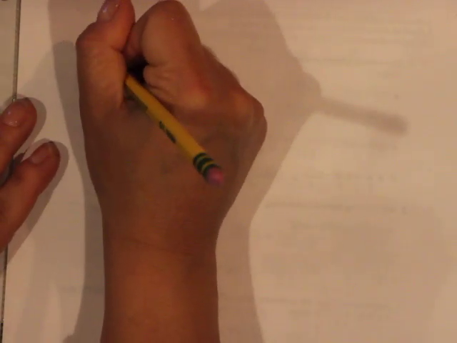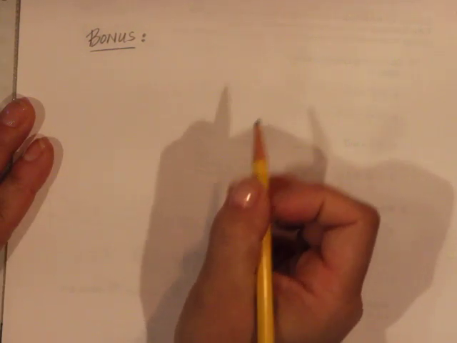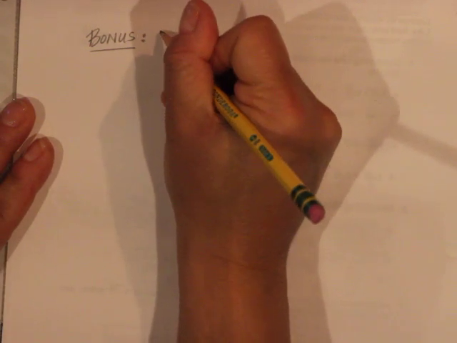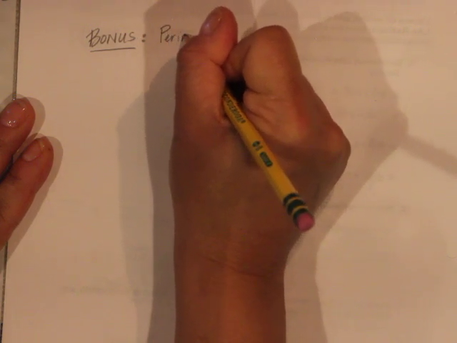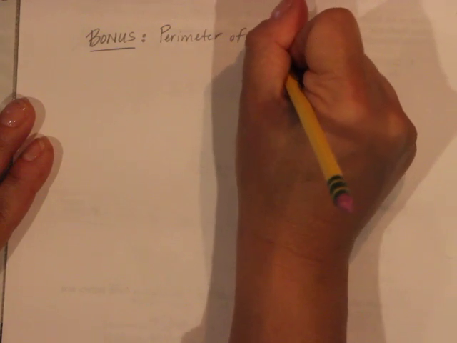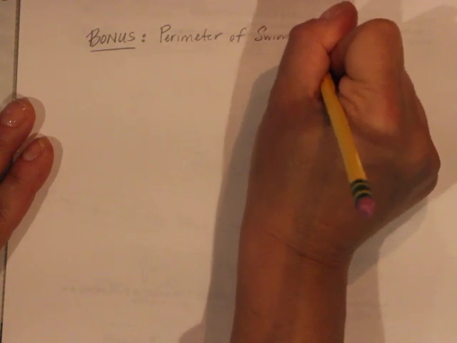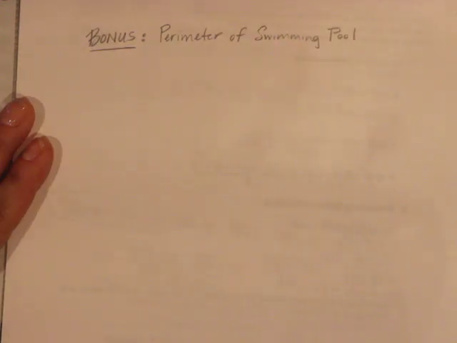Okay, so this is your bonus. And yes, I'm going to look for this in your notes on the back of this page, to make sure that you have all of these notes in here. So please follow along with me and write this down as we go. So we want to find the perimeter of a swimming pool. If you want to follow along in your book, this is example 4 on page 451.